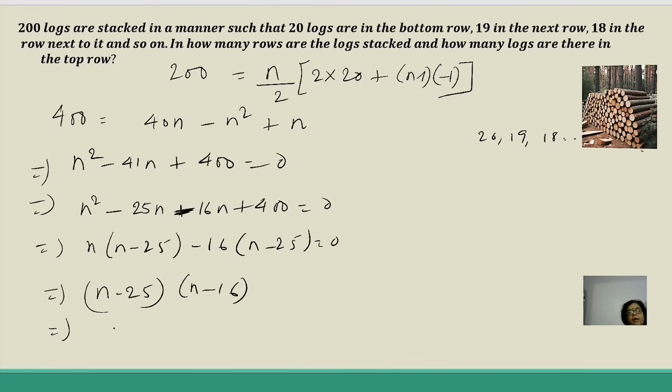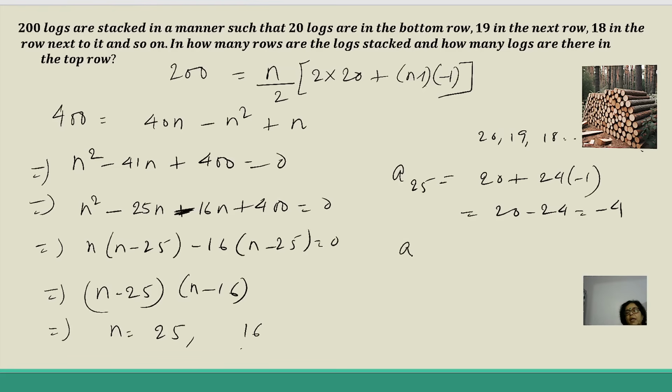Now out of these two factors, we get one solution of n as 25, the other solution as 16. Now both the solutions may not be correct, they may be correct, so let us check it out. If we find the value of A25, that is the number of logs in the 25th row over here, that will be equal to 20 plus 24 into minus 1. So this becomes 20 minus 24, that is minus 4.